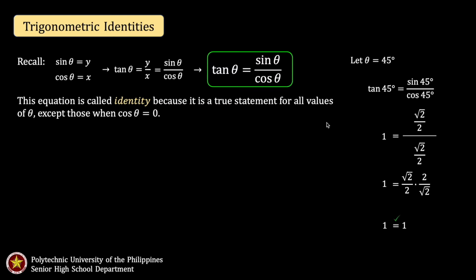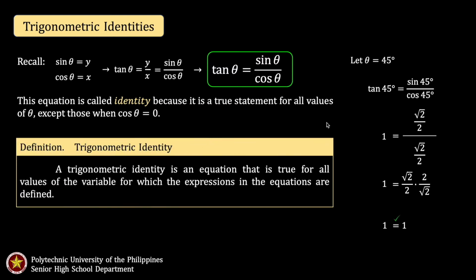So now, we are in a position to define what a trigonometric identity is. It is an equation that is true for all values of the variable for which the expressions in the equation are defined. So we have plenty of trigonometric identities. Tangent theta equals sine theta over cosine theta is one of them. So let us see what the other trigonometric identities are.